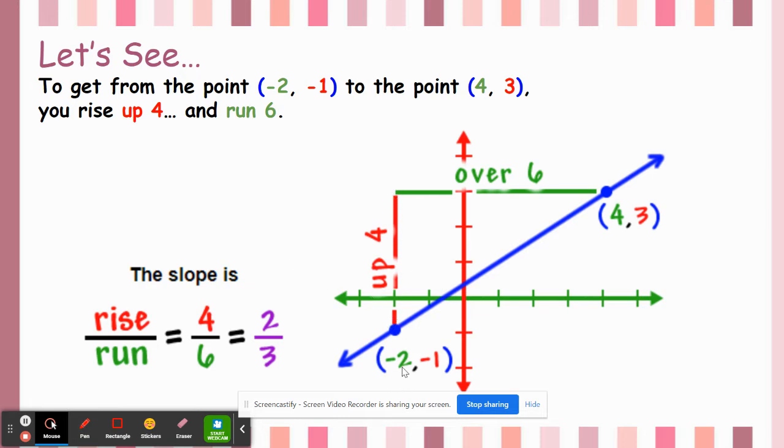Then my run, which is the x values, I would be going from this number here, which is -2, traveling to this x value, which is +4. So from -2 to +4, that is 6. So the rise was 4, the run was 6. Make sure you always put it in Desmos because it needs to be simplified. That is a requirement.